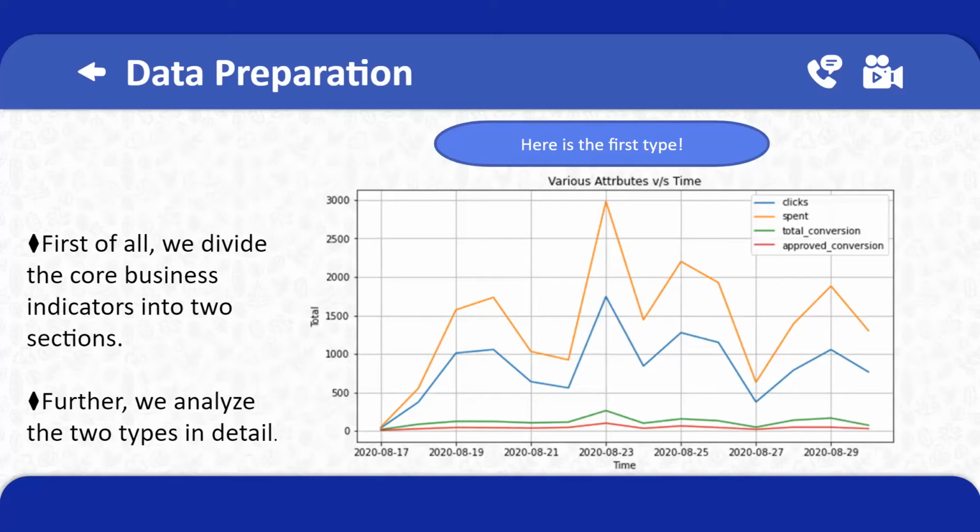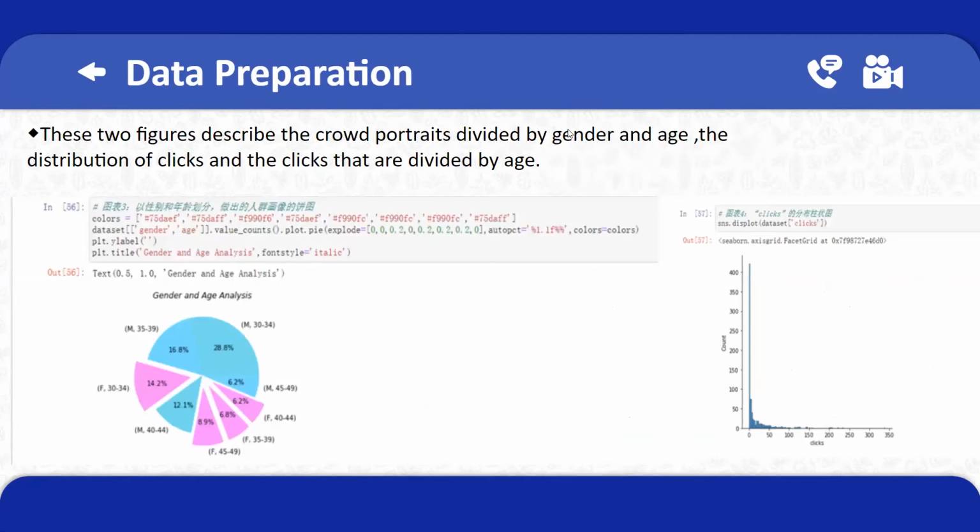Further, we analyze the 2 types in detail. Here is our first type. As we all see, the peak occurs on 2020 August 23rd. The fluctuations of clicks and spend are the same, and they fluctuate more obviously than the other 2. For the second type, we investigate its interactions with the first category.